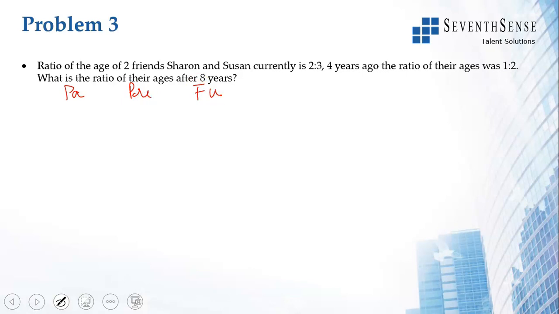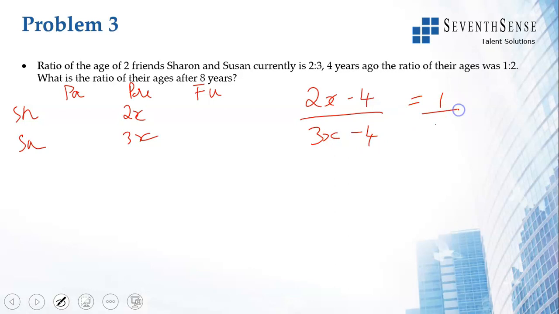Currently, in the present, Sharon and Susan are in the ratio 2:3. So I put that as 2x and 3x. 4 years ago, so it's in the past and you subtract. 4 years ago, Sharon's age would be 2x minus 4. Susan's age would be 3x minus 4. The ratio was 1:2. So 4x minus 8 is equal to 3x minus 4. X is equal to 4.